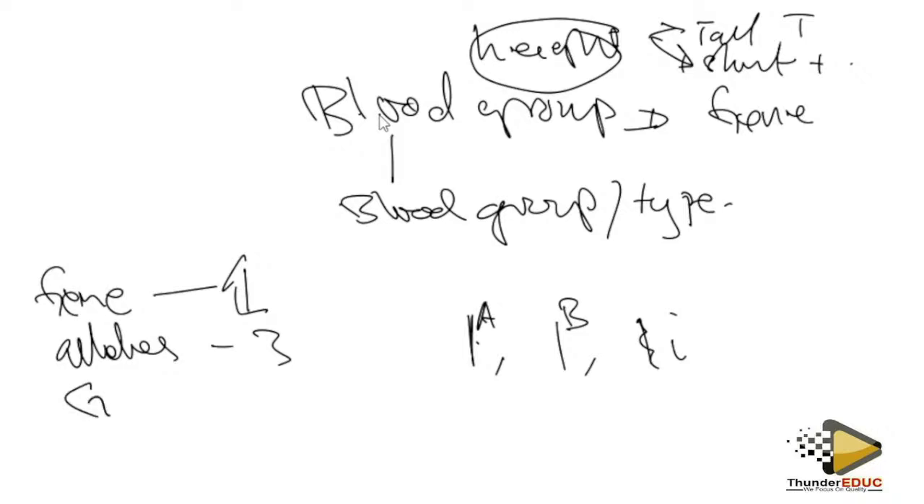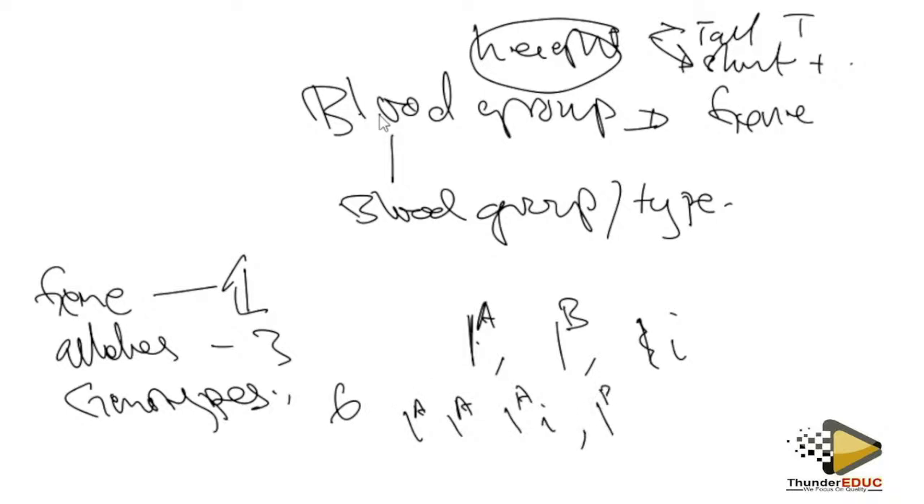How many genotypes? Genotypes, there are 6. Remember, A is either homozygous or heterozygous. That's 2. B is either homozygous or heterozygous. That's 1, 2, 3, 4. Then you have AB, and then you have that for O. That's it. So 1 gene, 3 alleles, 6 genotypes, and then phenotypes.